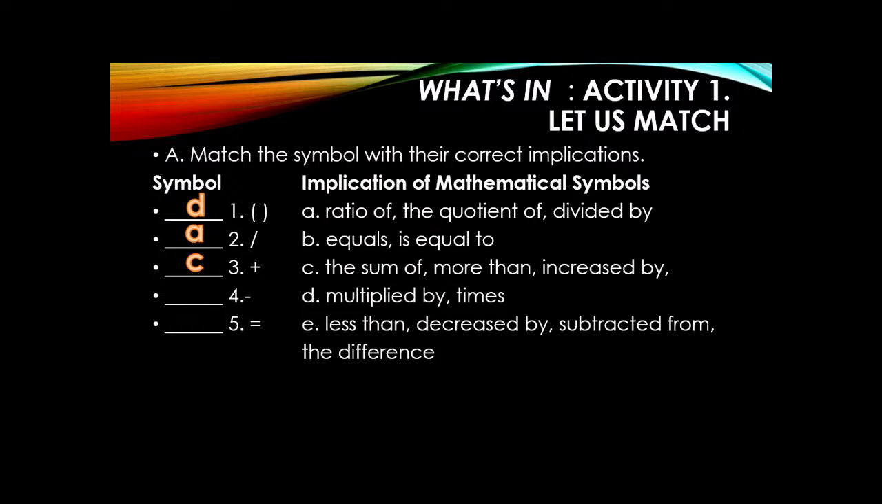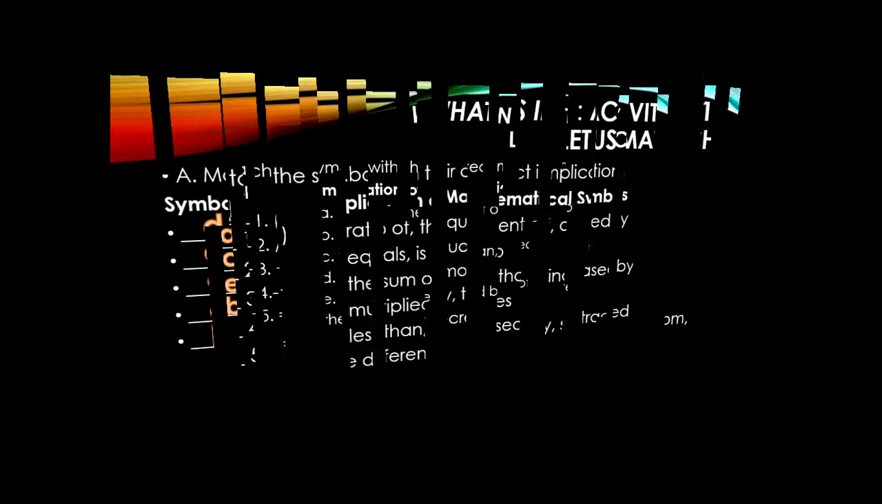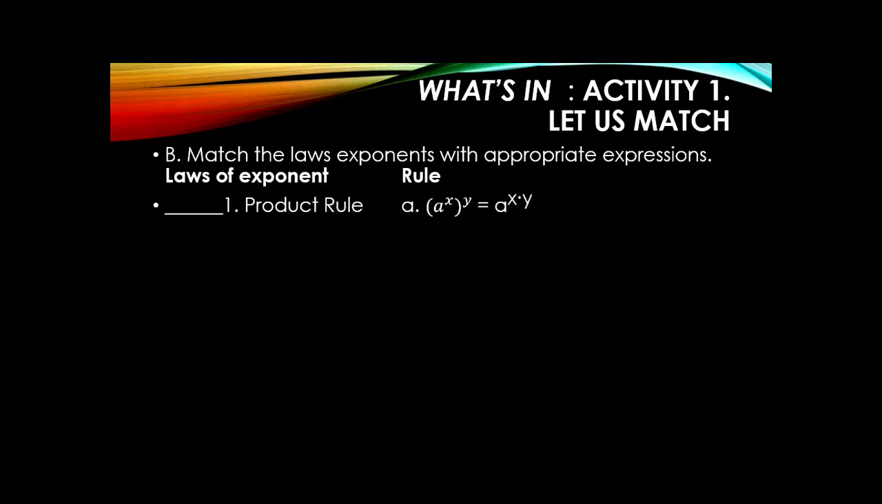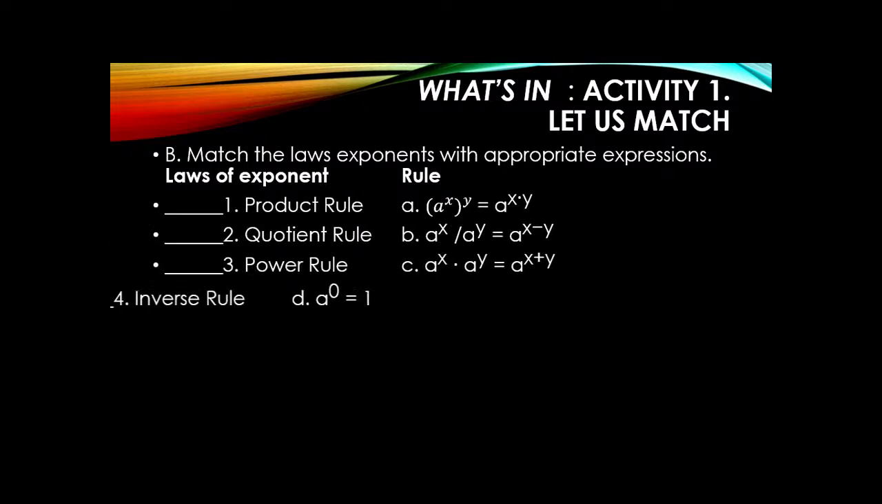Number 4. Kung na negative diha. Ang answer is letter E. Less than, decreased by, subtracted from, the difference. Okay, number 5. Okay, the answer is letter B. That is equals or is equal to. Okay, next. Letter B.